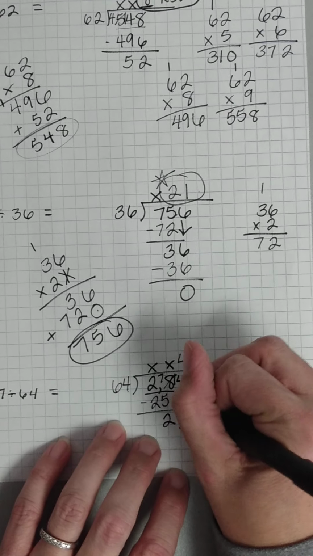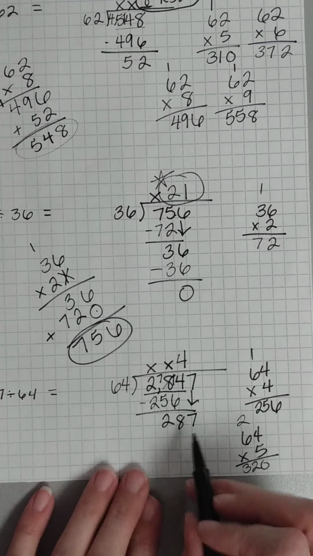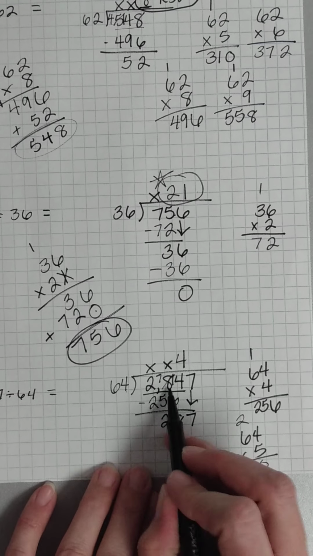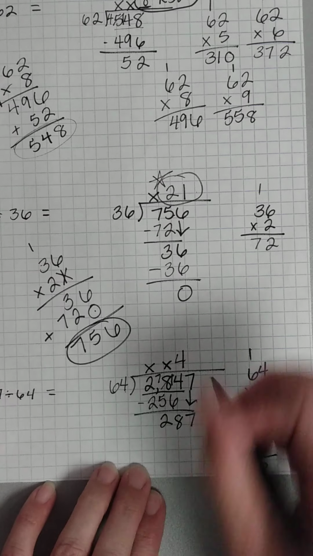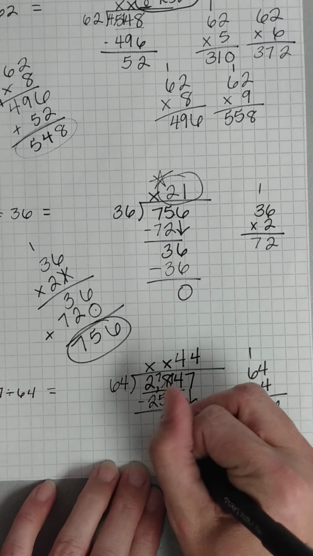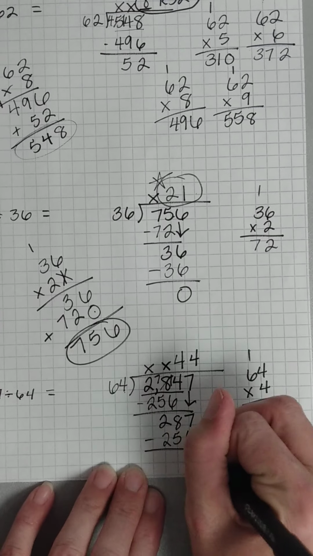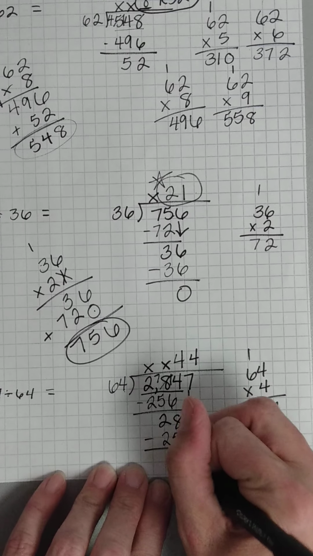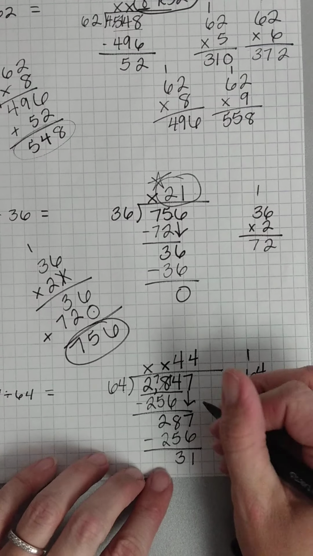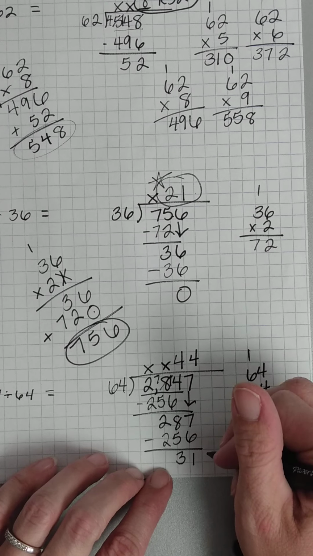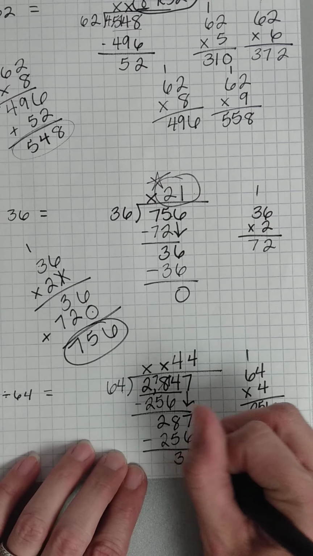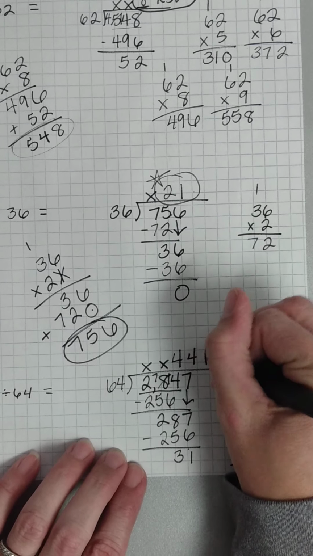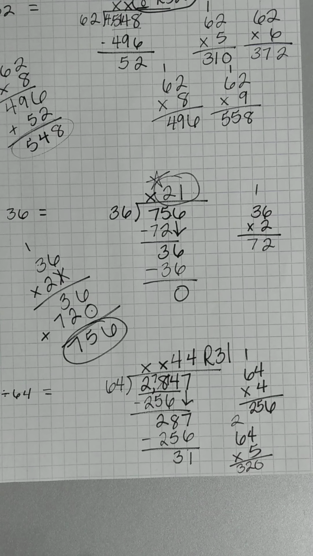28 left, bring down a 7. Right away, these numbers to me look very similar to 284. So again, I'm going to use 4 groups, because I know I can't use 5 groups. That's too much. And subtract. I don't have anything left to bring down out of my dividend, so my steps are done. I'm at 31, so that means that my remainder is 31.